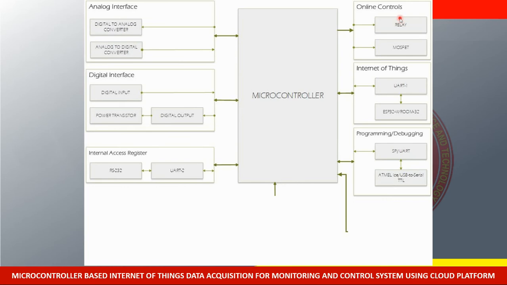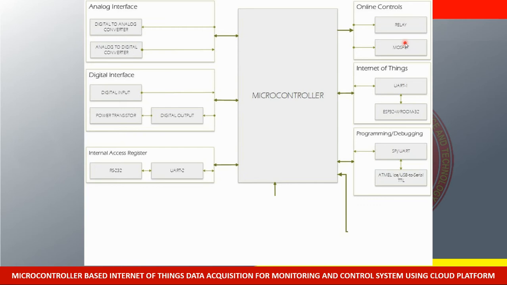So meron tayong relay, so when we say online, ibig sabihin, from the other side, no, from your station A, you can control the relay and the MOSFET on your station B. Okay? Again, online controls, ibig sabihin, from your station A, you can control the relay and MOSFET to your station B. So in reverse, we can control the relay and MOSFET on station B via station A. So parang vice versa siya.